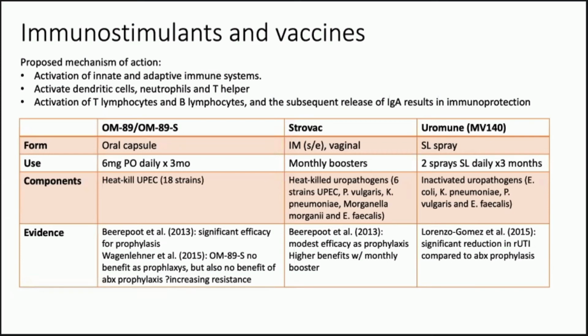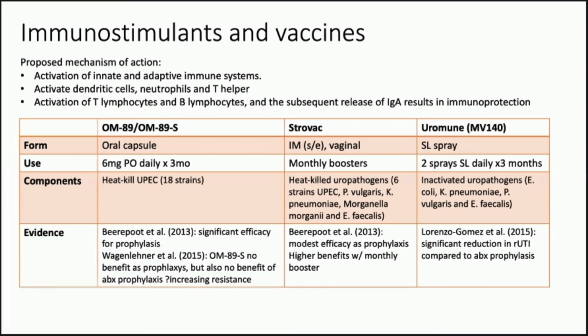Now I'm going to talk a little bit about immunostimulants and vaccines. Immunostimulants are thought to activate both the innate and adaptive immune systems after being ingested. They have been shown to activate dendritic cells, neutrophils, and T helper cells. This activation then results in the activating of T lymphocytes and B lymphocytes, leading to the release of IgA, which then results in immunoprotection.